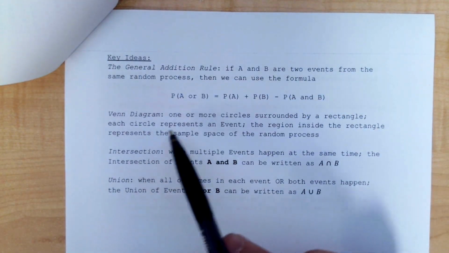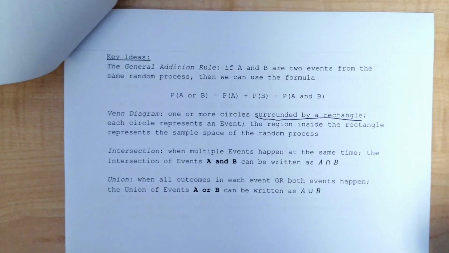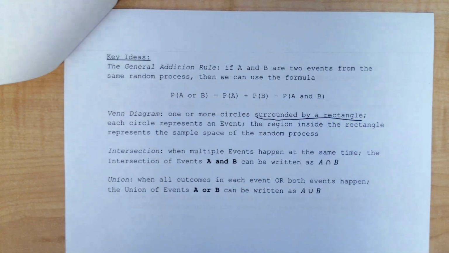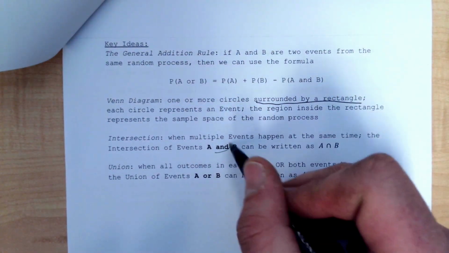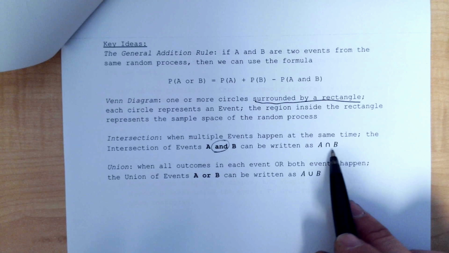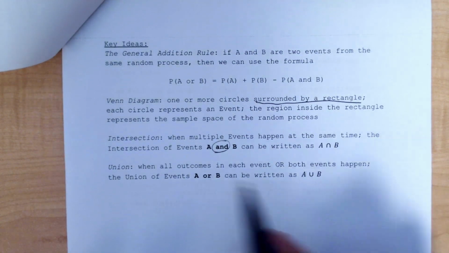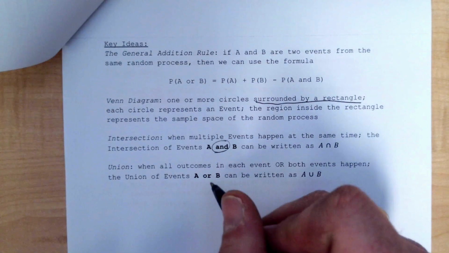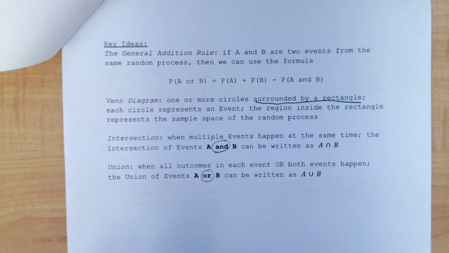We'll also look at Venn diagrams today. That's one or more circles surrounded by a rectangle. That's a big thing. Make sure you actually put the rectangle. Each circle represents an event, and the region inside the rectangle represents all of the sample space of the random process. The intersection of events is the and. Can be written as A intersecting with B, A and B. Or the union of events is when you use the or, A or B, with a union of events.